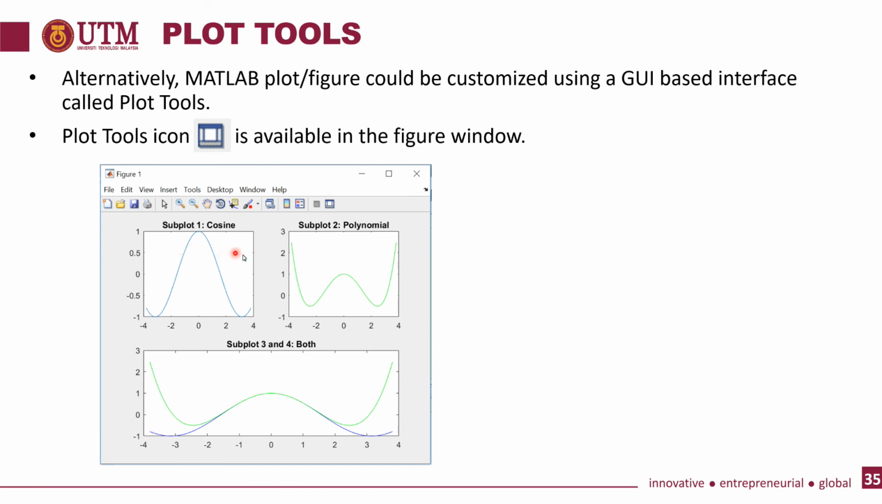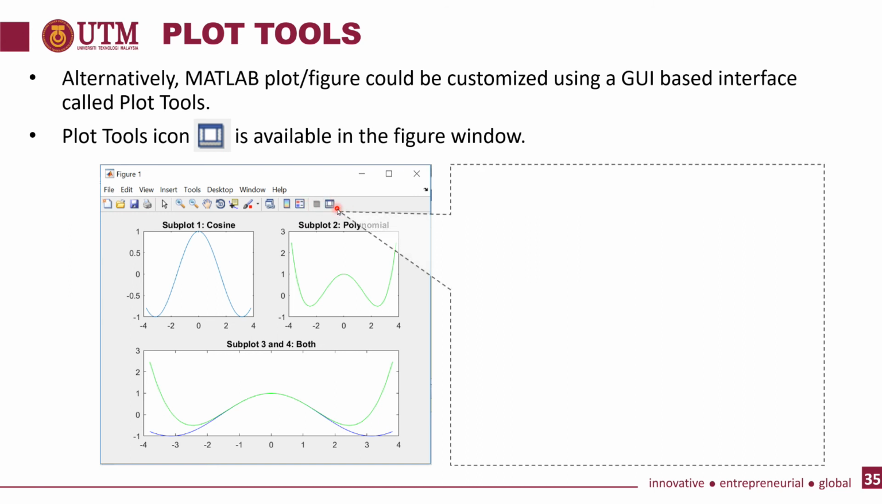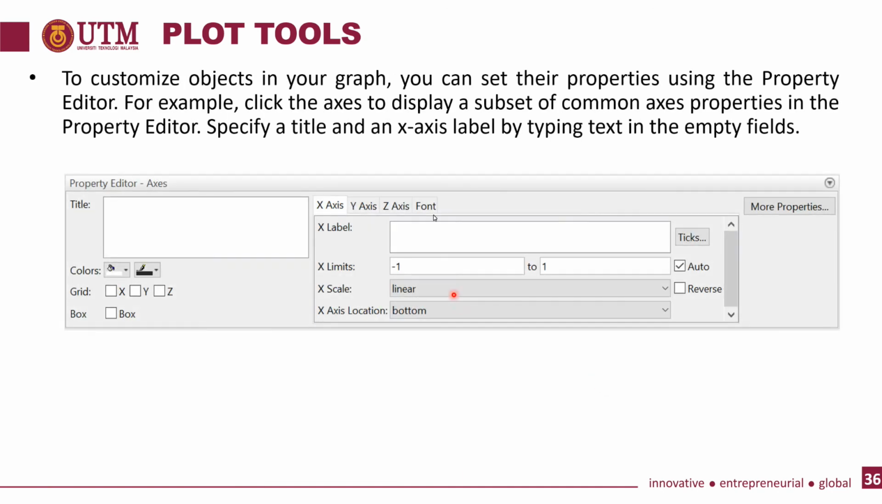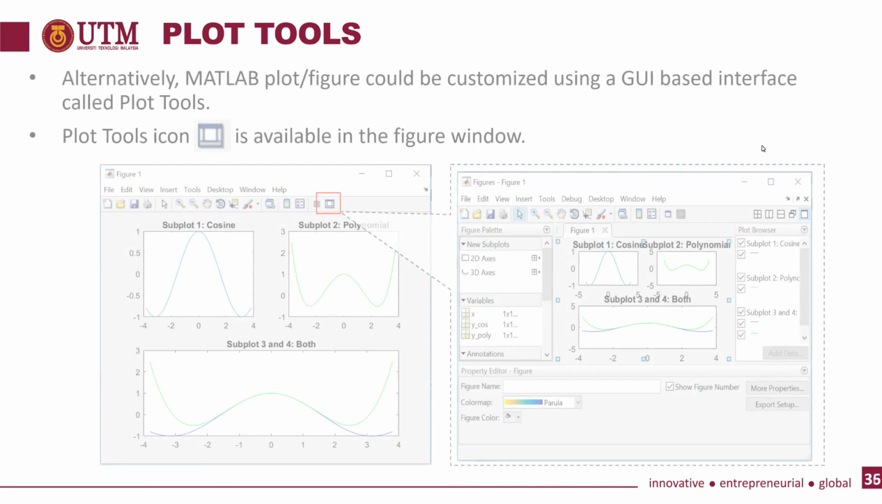You need to click at this icon, and it will display this. This is where you can edit your plot, either to modify the name, the color map, the figure color. To customize objects in your graph, you can set their properties using the property editor. For example, click at the axis to display a subset of common axis properties in the property editor. Specify a title and an axis label by typing text in the empty field. You can see here.